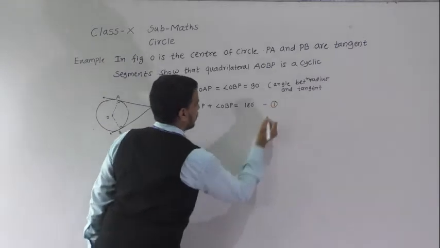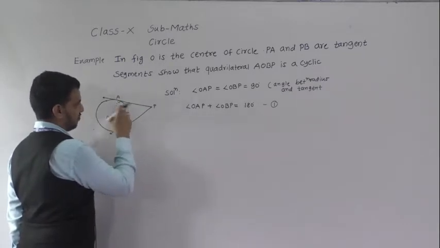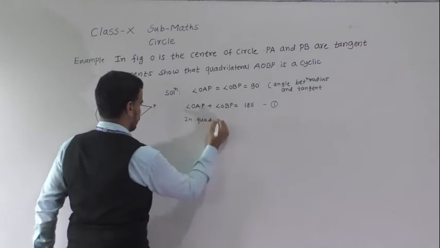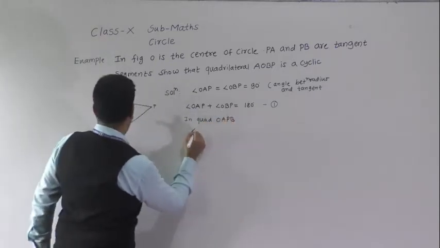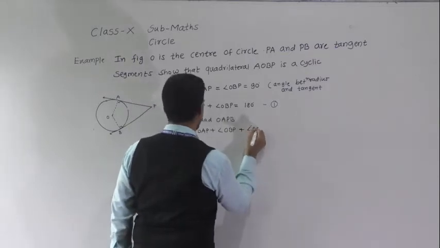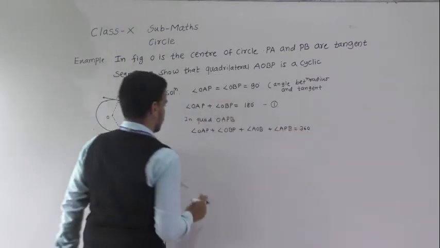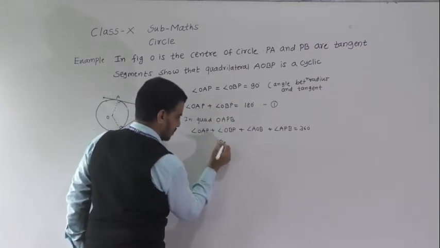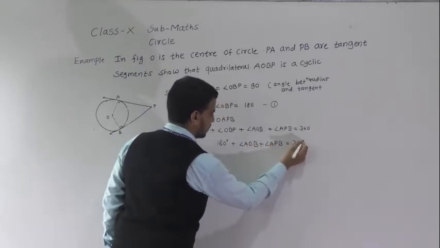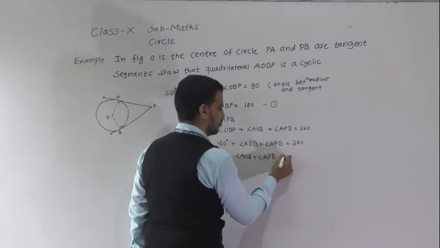Okay, this is one. Then if we take angle sum property in quadrilateral OAPB, in quadrilateral OAPB, angle OAP plus angle OBP plus angle AOB plus angle APB is equal to 360 degree. Now OAP plus OBP, we have 180 degree. So this sum is 180 degree plus angle AOB plus angle APB is equal to 360 degree. So from this we will get angle AOB plus angle APB is equal to 180 degree.